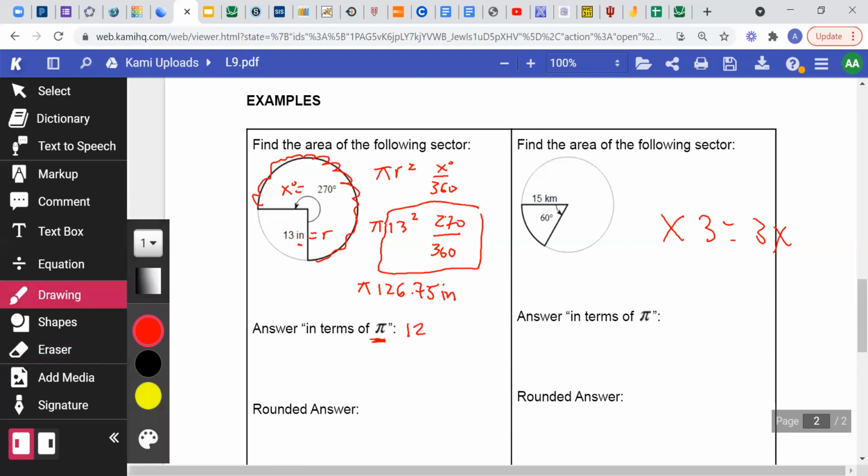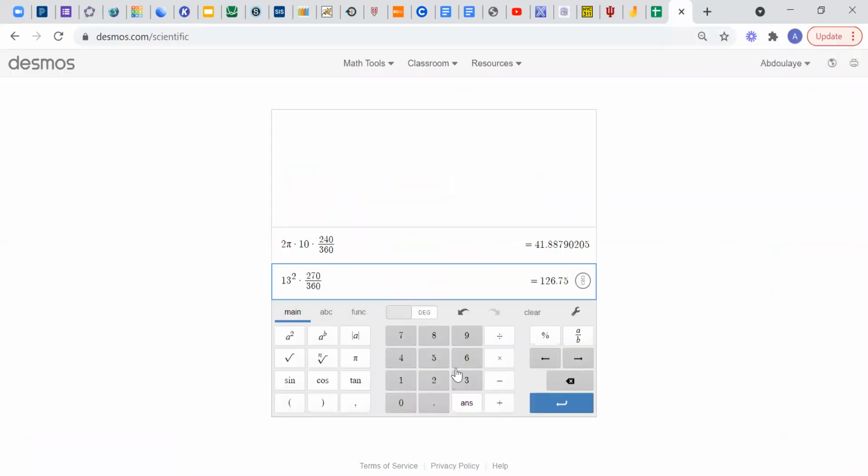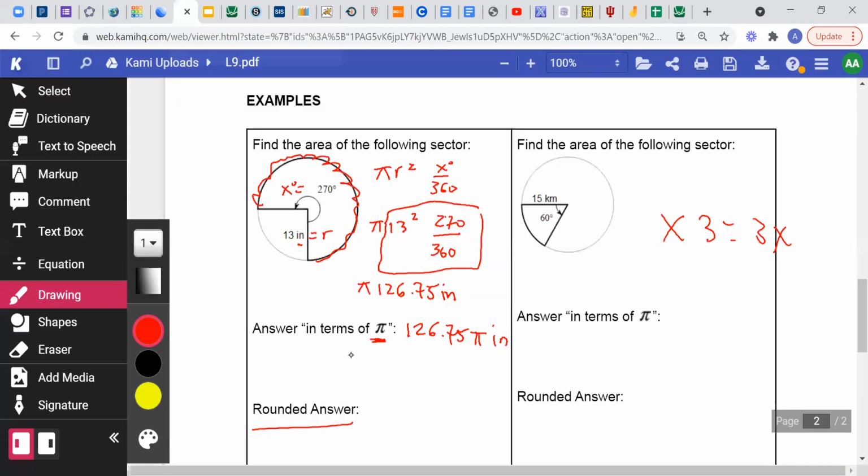So make 126.75 come to the front and then pi goes behind. Then to round it up, just multiply that same value by pi. So if I put pi by the side, it's going to give me an entire number, 398.18, so 0.196. So I'm going to take one digit after the decimal point, so it's going to be 0.2. So here, 398.2 inches.